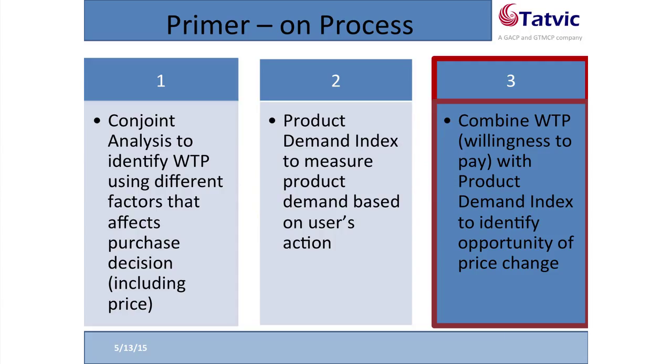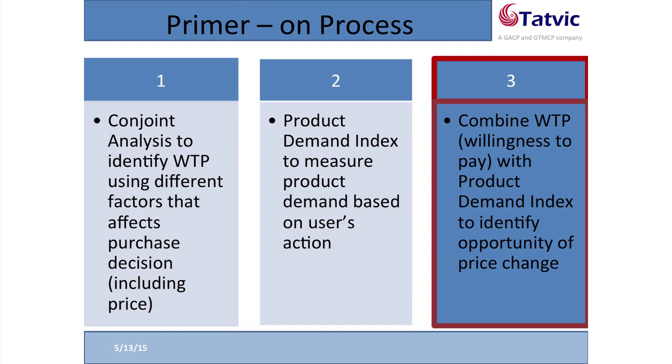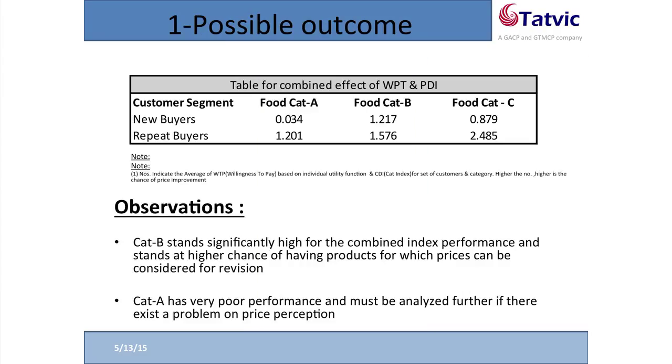The first action we did was willingness to pay. So I'll take a step back. What we did first is we understood what the different factors are that consumers take into account in making a decision, and how important price is for them. In the second step, we looked at the demand of different products, and whether there is a specific set of products which exhibits higher demand. Then we get a combination of WTP and demand index for different categories as well as for different products.